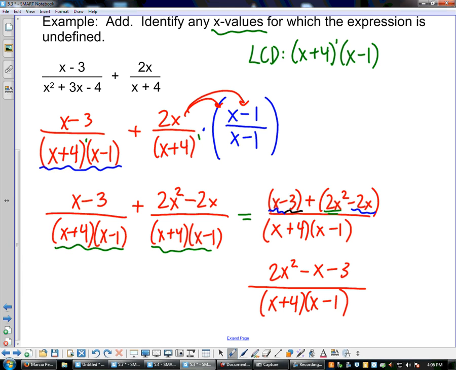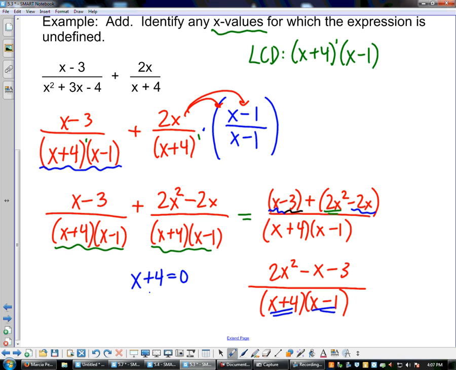But we do need to identify any x values for which the expression is undefined. So if I want to know where it's undefined, that means what number could I plug in for x and it would give me something that could not work out. So in a fraction, our only issue is going to be any number that would make you divide by 0. So in this case, any numbers that would make me divide by 0 are numbers that would make the bottom, or the denominator, equal 0.